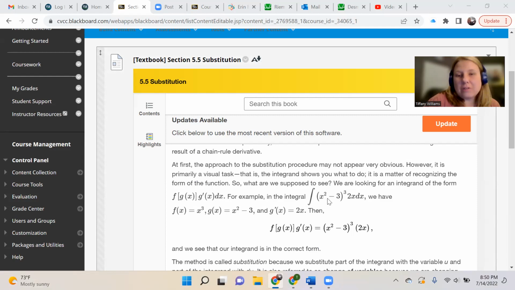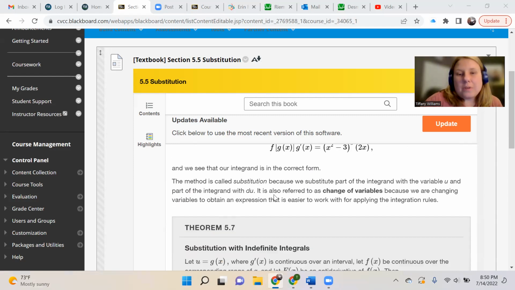So here in this particular example, you do have the composition of x squared minus 3 cubed. Now, you do have this 2x. That 2x is actually a fallout from the chain rule. So with this composition, my g of x would be the x squared minus 3, and that's what becomes my u. So the method is called substitution because we substitute part of the integrand with the variable u and part of the integrand with du. So it is also referred to as change of variables because we're changing variables to obtain an expression that is easier to work with for applying the integration rule.